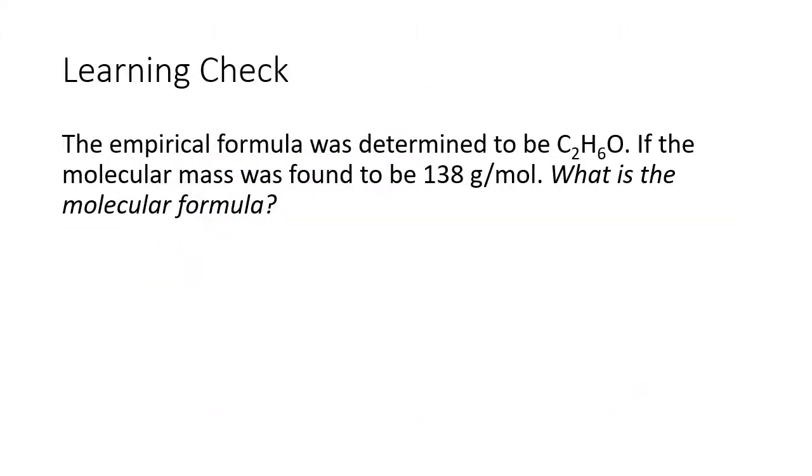So let's try an example. The empirical formula was determined to be C2H6O. If the molecular mass was found to be 138 grams per mole, what is the molecular formula? So this molecular mass we're being given, 138 grams per mole, this is what we'll refer to as the true or real mass for that molecular formula. We'll calculate first the number of empirical formula units contained within our chemical formula.